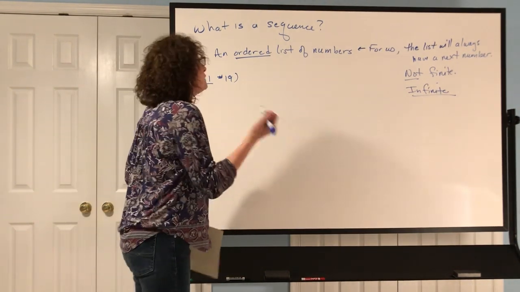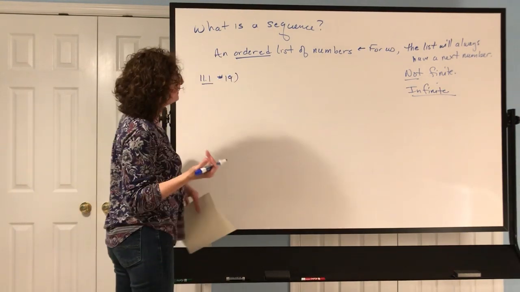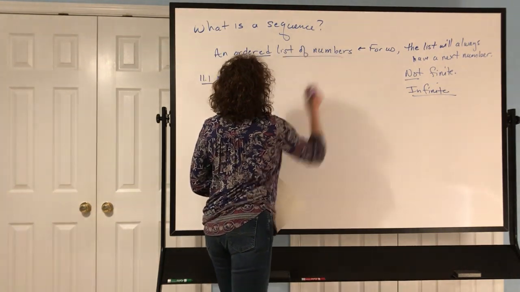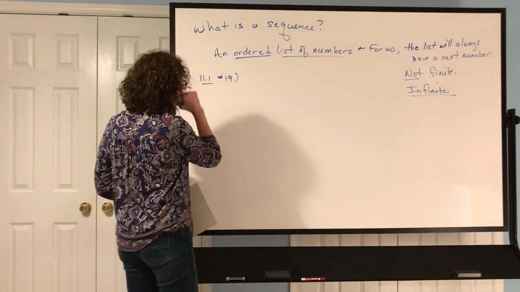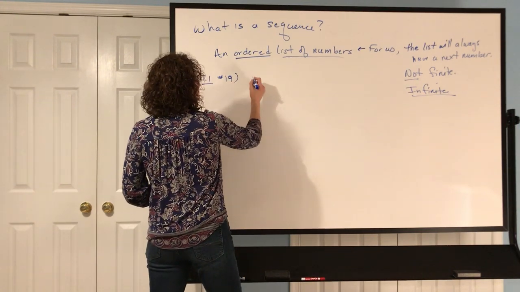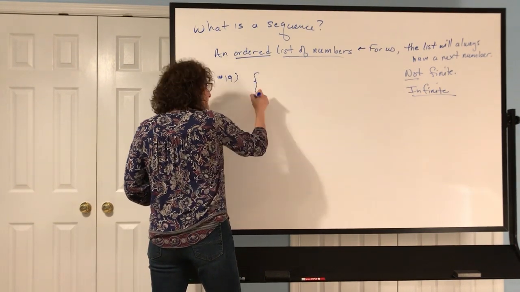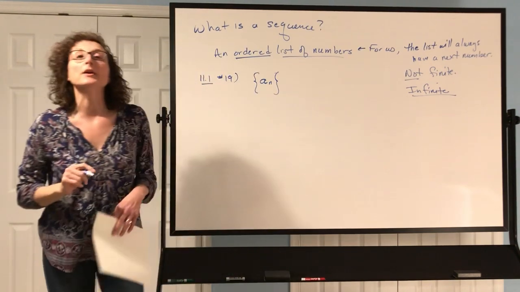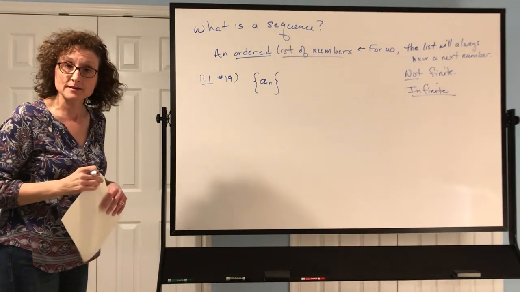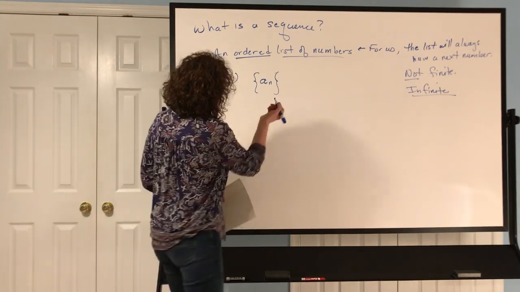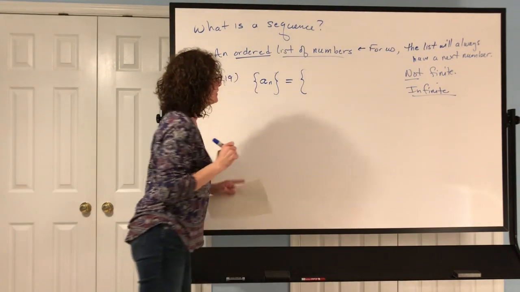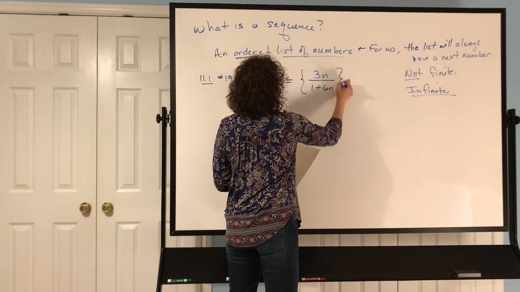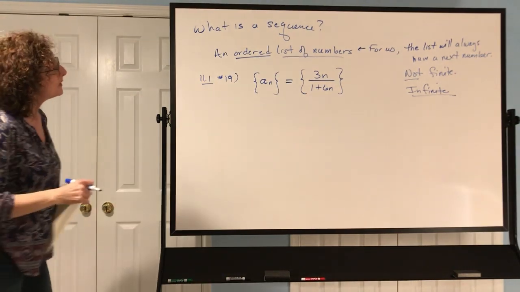So first of all, how do we give a notation for such a thing, an ordered list of numbers? For number 19, what we have really is a sequence, which is represented by a sub n with these nice curly braces, which represent a sequence. And what we'll say is that a sub n is, for number 19, 3n over 1 plus 6n. Okay, so what does that mean?